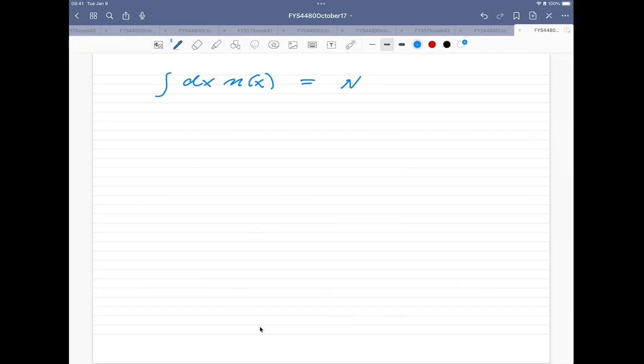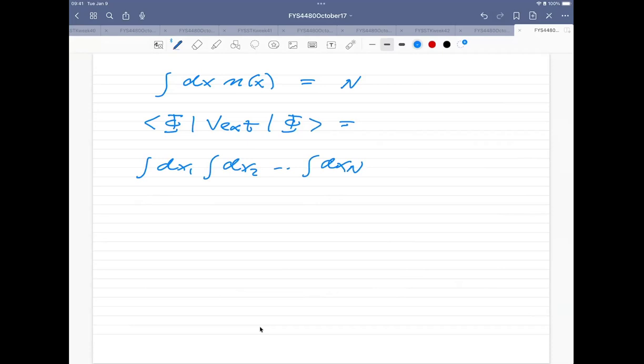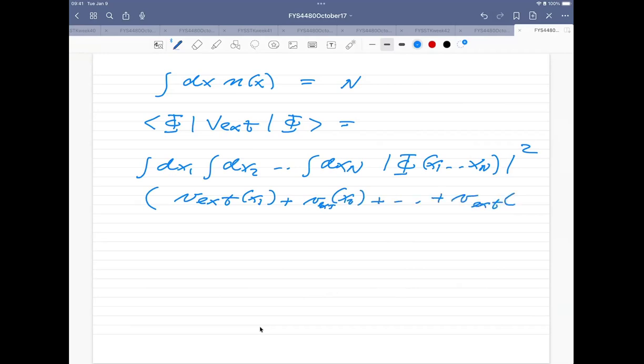And that means that when I look at this expectation value of phi of V external of phi, that is simply going now to be something which we can write out term by term, because the operator itself is a one-body operator which acts on each particle one at a time. So what we are going to get then is something which looks like this, dx1, dx2 up to dxn. And then we are going to have the wave function squared, x1 up to xn squared. And then there's the sum over the external potentials, V external x1 plus V external x2 plus V external xn. So this is essentially what we end up calculating.